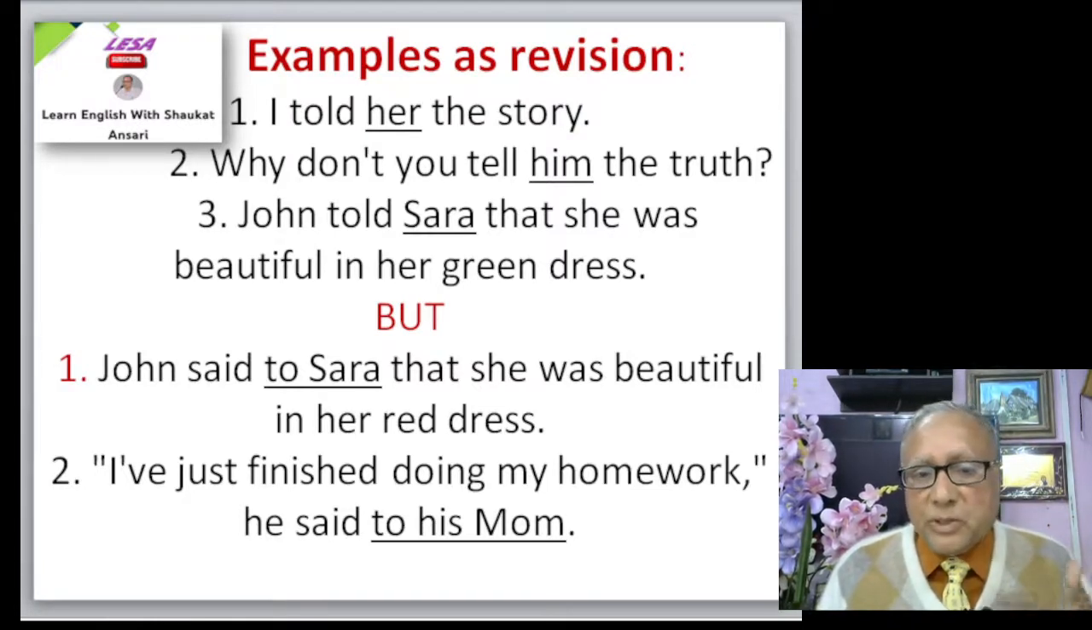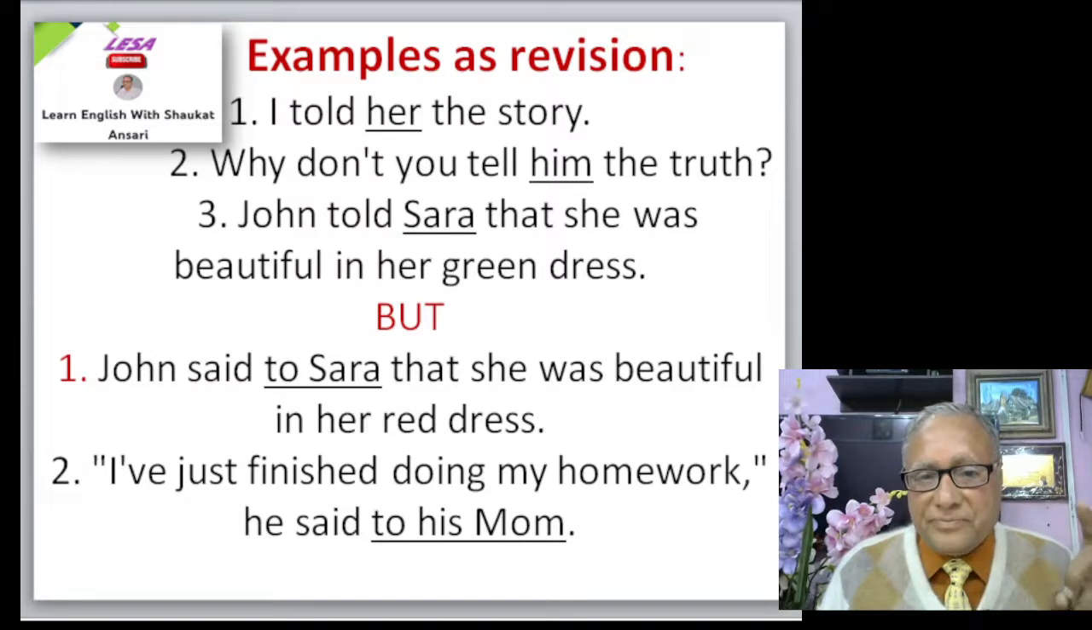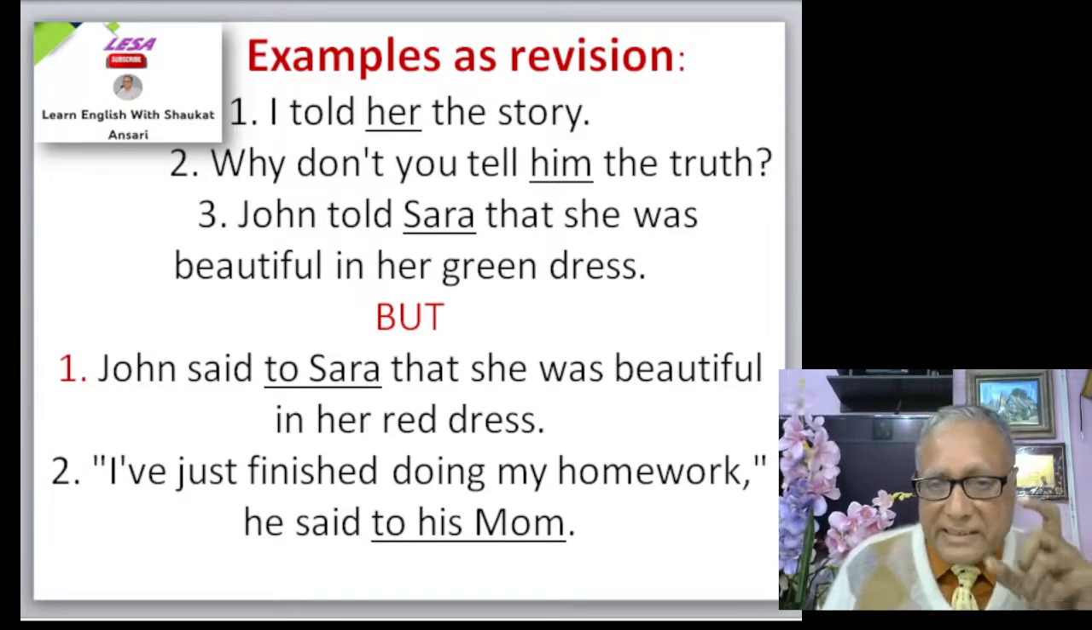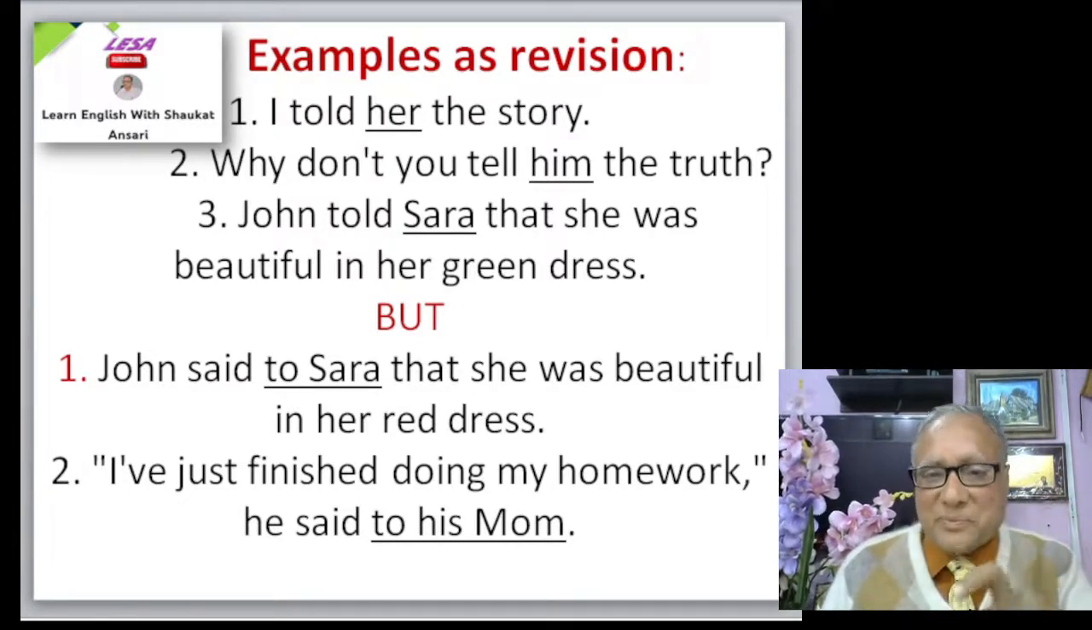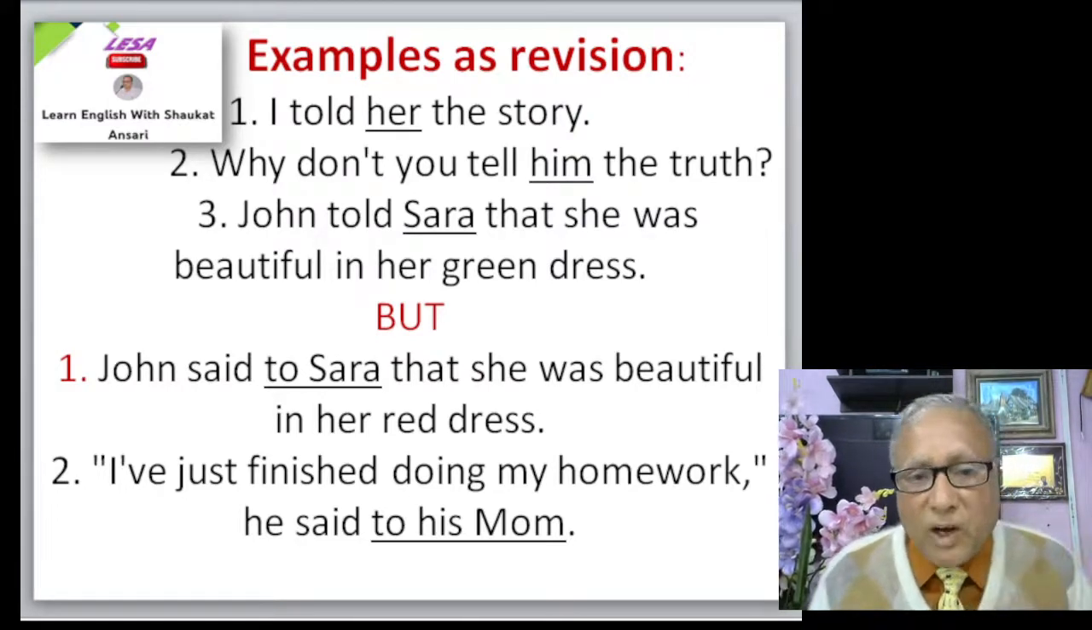Second, why don't you tell him the truth? Here, after don't, you tell, and after tell, him. Okay, him is an indirect object and the truth is a direct object.